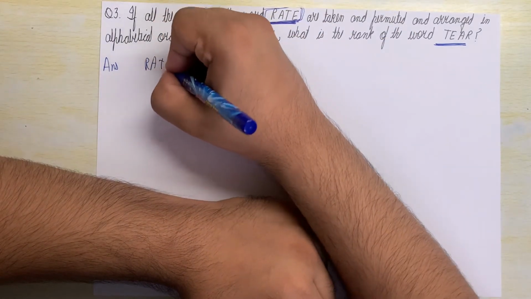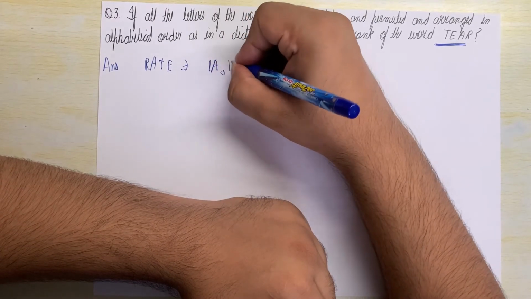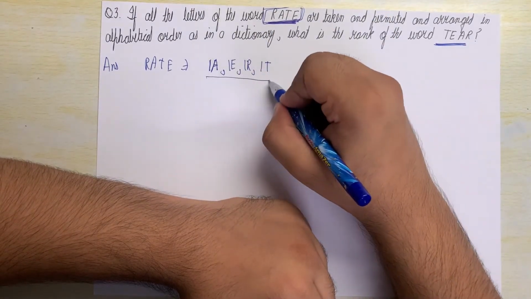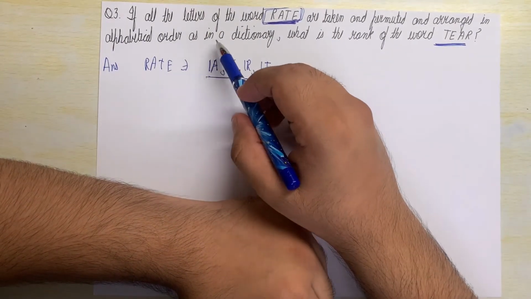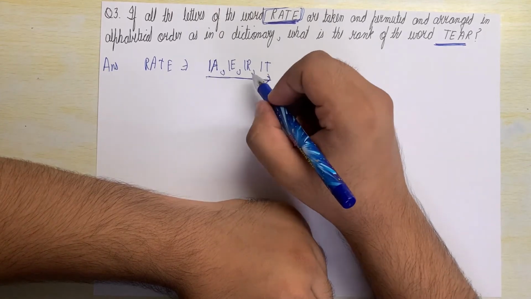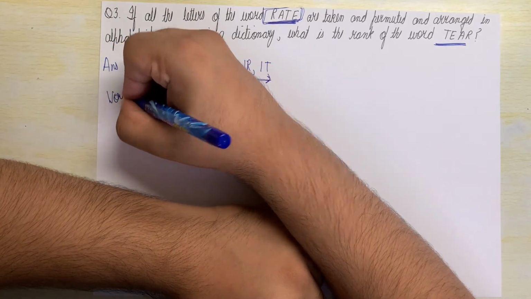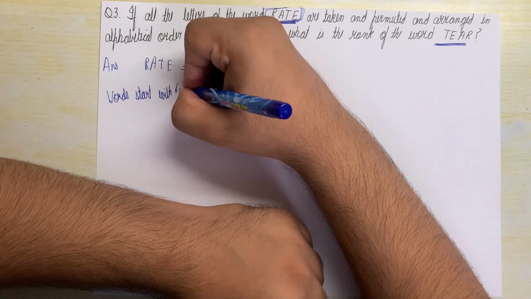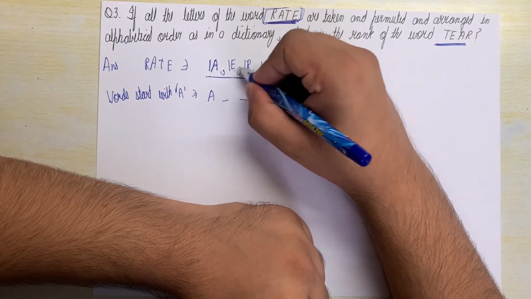So RATE would essentially become 1 A, there is 1 A in this word, then 1 E, then 1 R, and then 1 T. Note that I have written these in alphabetical order, correct? Okay. So now if we arrange them in alphabetical order as we would do in a dictionary, the words starting with A would be coming first, correct? So let us look at the words that start with A. So it would be A and then 1, 2, 3, 3 blanks for filling these 3 letters, correct?